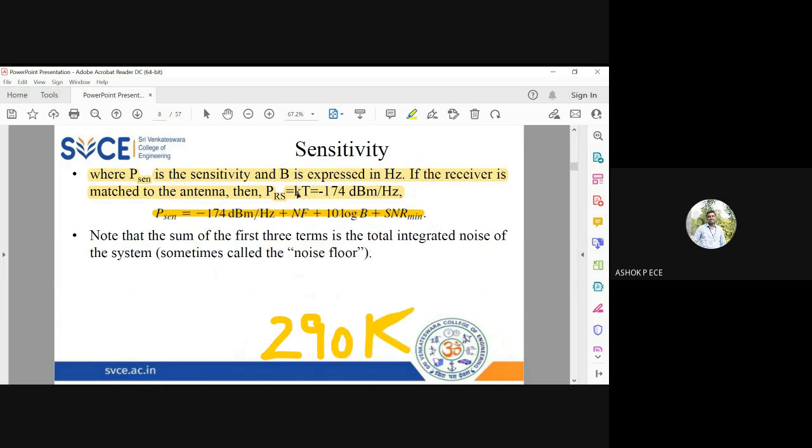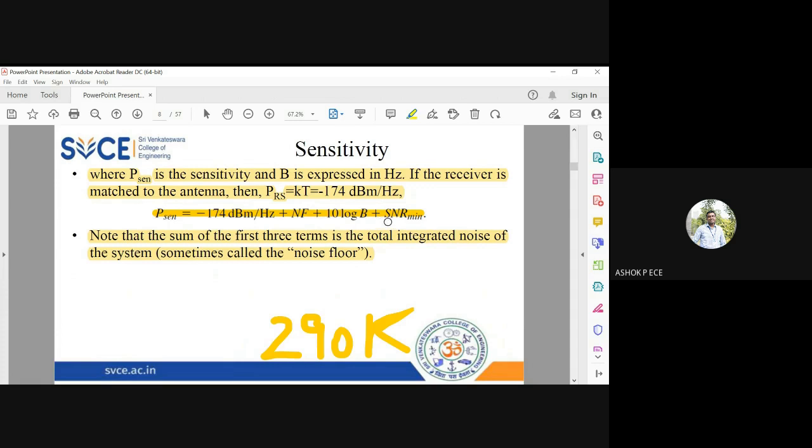And k, you know, it is the Boltzmann constant. So if you substitute both the things and take logarithm, you get this, and the first term can be replaced by this noise. So P sensitivity equals minus 174 dBm per hertz plus noise figure plus 10 log B plus SNR minimum. So the sum of the first three terms, the total noise of the system, is sometimes called the noise floor. So the first three terms contribute to what is called the noise floor, the minimum noise level above which your receiver is working.